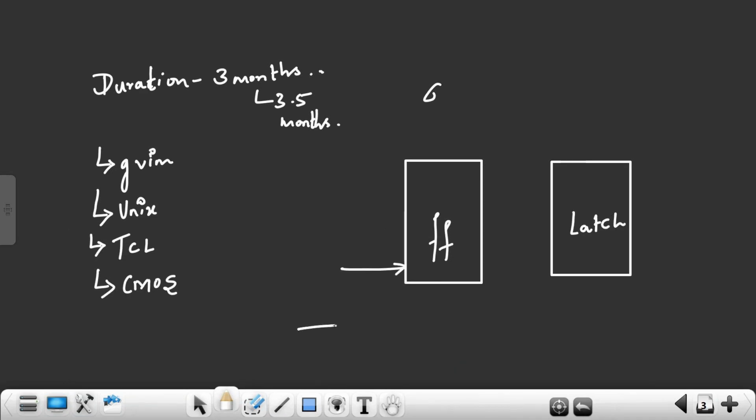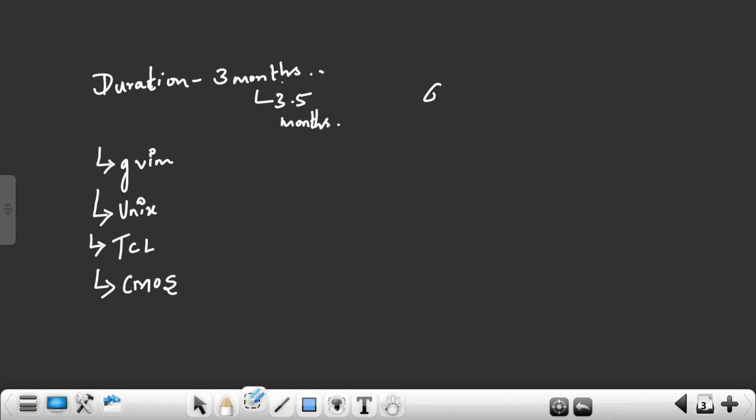Flip flop is edge triggered. Latch is level triggered. Yeah, you should know these small basics. So this is a prerequisite. If you don't know, at least you should know basic commands.